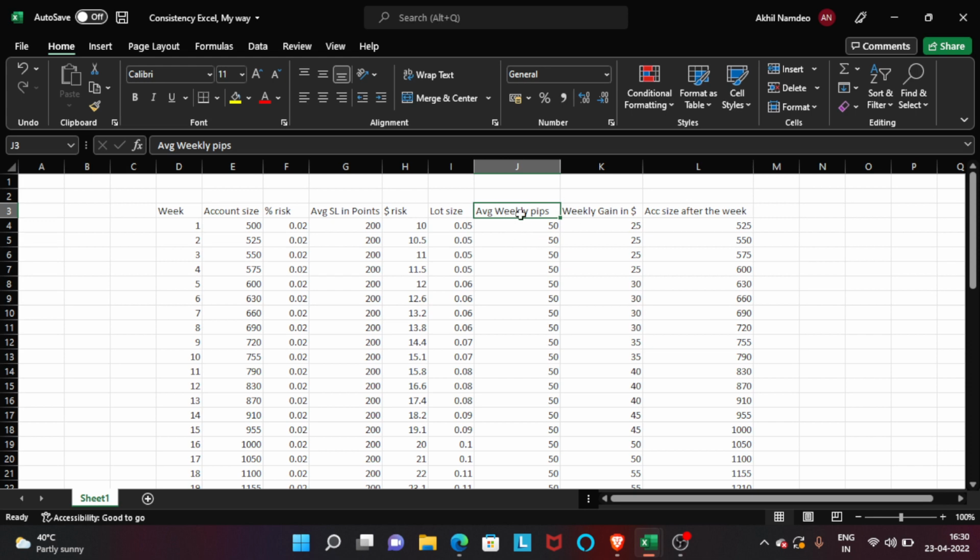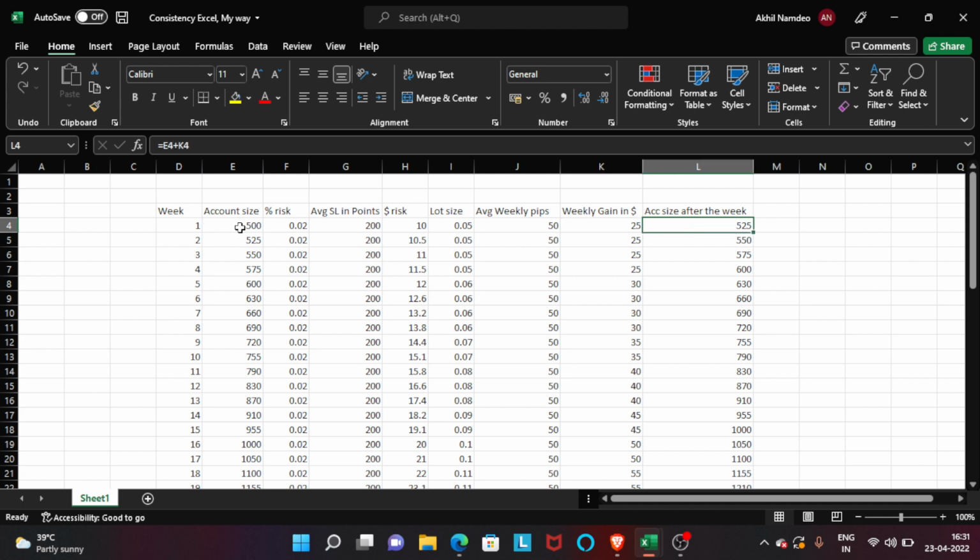This is basically the weekly pips you will be targeting to achieve, right? I have taken this average as 50 pips. So achieving 50 pips overall is going to be our weekly target. It doesn't matter if you make 1,000 pips and you lose 950 pips. Your overall target is 50 pips and you met your target, right? That's all. In any way you make 50 pips, it's absolutely amazing, right? Then comes the weekly gain in dollar terms, then your account size after that particular week.